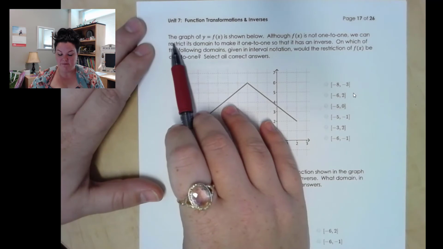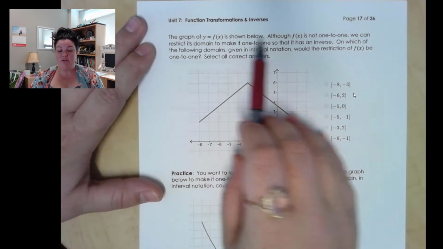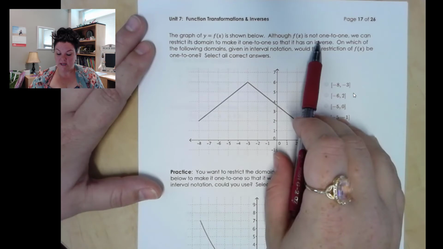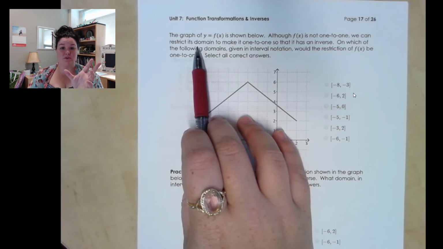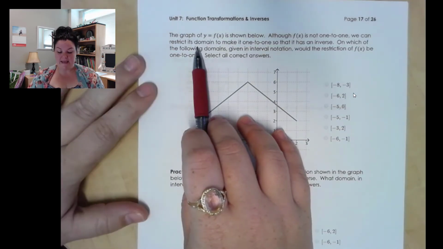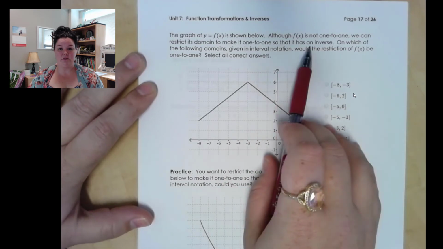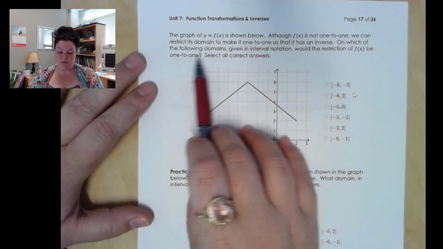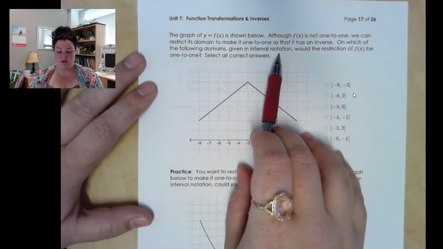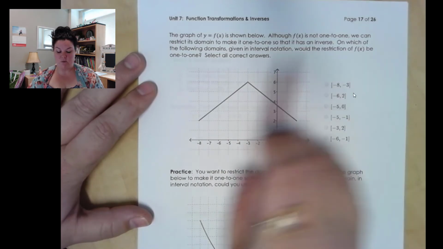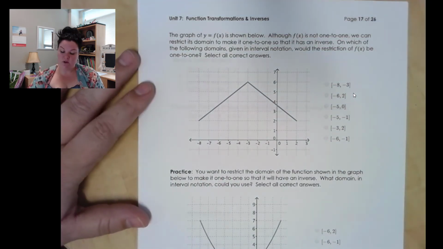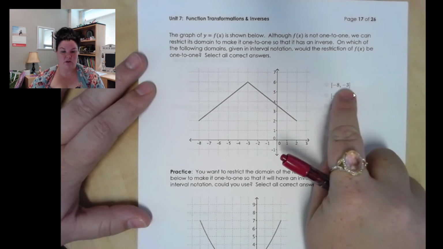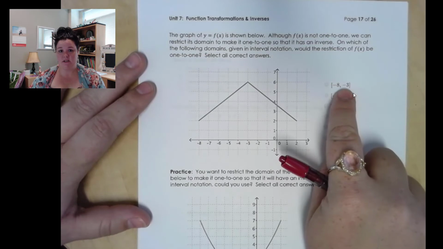So this one says the graph of y equals f of x is shown below. Although it is not one-to-one, we can restrict the domain. So we can restrict what x values we're specifically looking at to make it one-to-one so that it will have an inverse, okay? On which of the following domains given in interval notation will the restriction of f of x be one-to-one? Select all correct answers. Okay, so what we're doing is we're looking at, in this range of x values, will we have a piece of this graph that passes the horizontal line test?